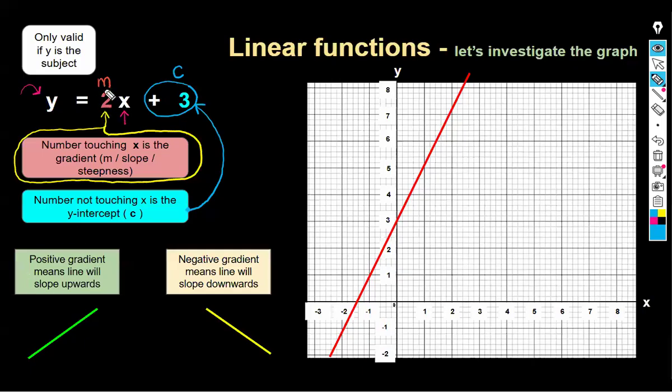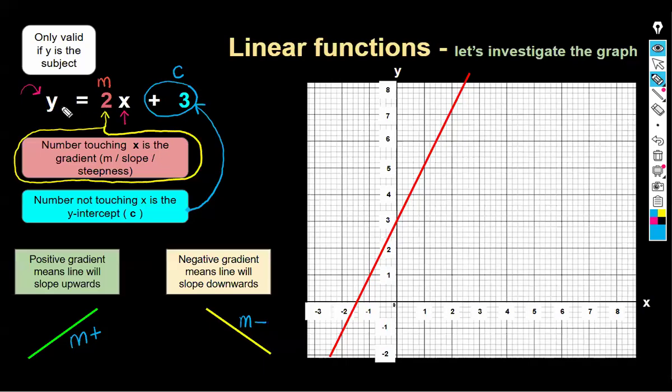Whenever the gradient is a positive value, the line is always sloped upwards. If the gradient is negative, the line, when you draw it, will always slope downwards. Now, I do maths a long time, right? So here's the thing. Even before I drew the graph, I knew the graph was going to slope upwards. You know how I knew that?